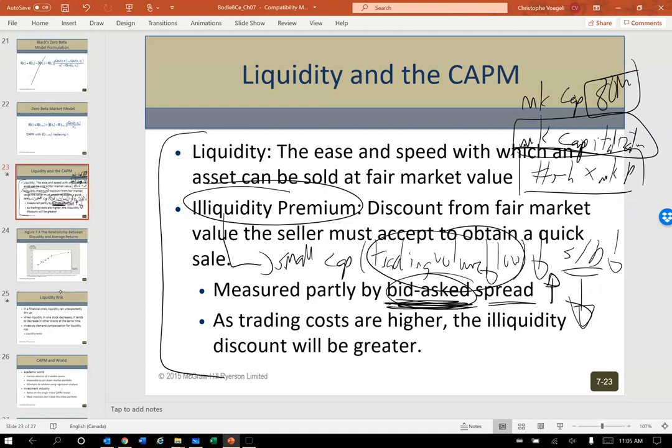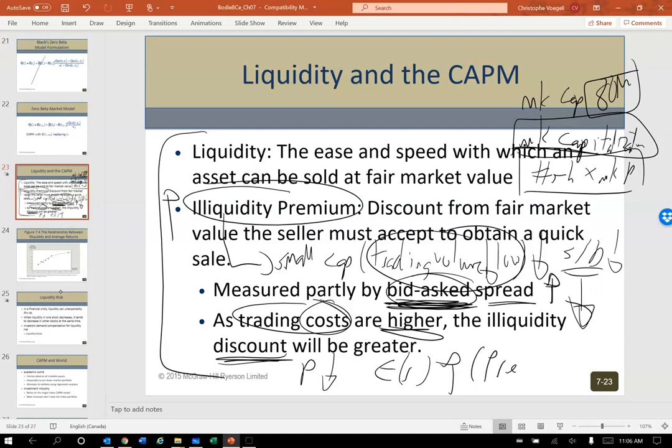So the lower the trading volume and the harder something is to buy and sell, the greater the liquidity or illiquidity premium, because it's going to be more costly to trade it. It's more costly to trade it, higher costs. So then the discount, which means the price will go down, which means my expected return will go up. It's going to earn me a premium.